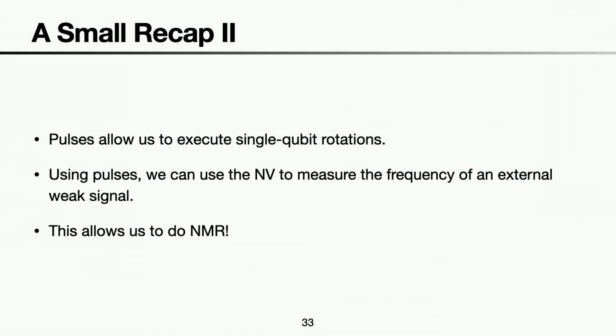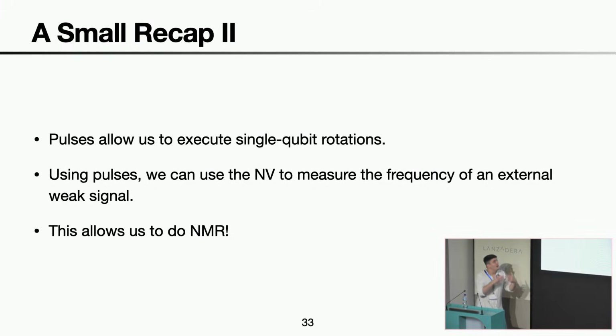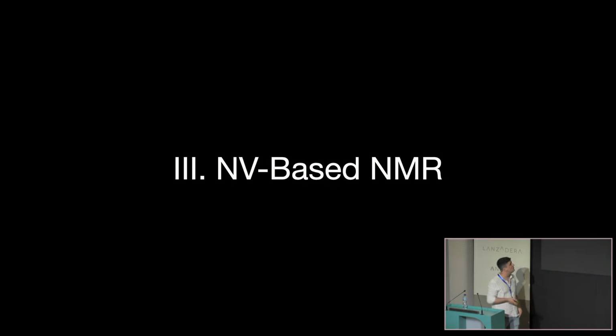So, small recap. Pulses allow us to execute single qubit rotations. With this, we can measure oscillating weak signals. The NV is very sensitive, so it would be very nice to use it. And what can we do that's useful by measuring oscillating magnetic fields? Of course, we can do NMR, which, as we saw, is a very nice application that people would like to have. So finally, let's see NV-based NMR.